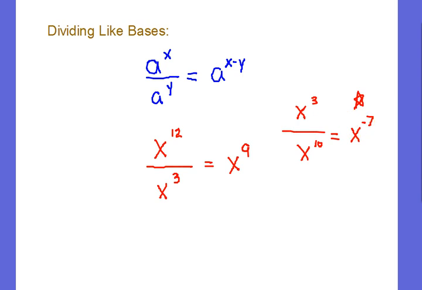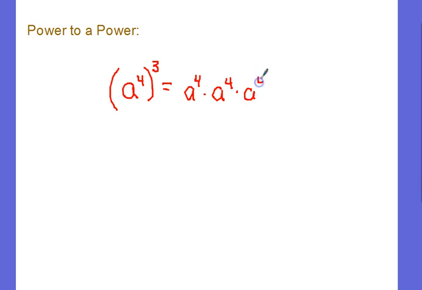One more problem, though. We're going to try a power to a power. Now, a power to a power would be something like this: a to the 4th, then raised to the 3rd power. Now, just so you know, before we show you the shortcut or the trick for this, that's really a to the 4th times a to the 4th times a to the 4th. And you know, if I'm multiplying like bases, I simply add their exponents. So 4 plus 4 plus 4 would give me a to the 12th.